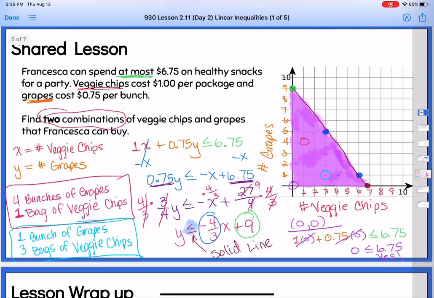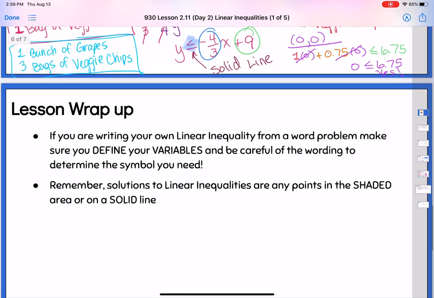Okay, so our wrap up for today. Just make sure that you are really defining your variables, watching the label of your graphs and all of that, all right? And then be careful about the wording to determine the correct symbol you need. Less than, greater than, which one is it, right? And then, as always, the solutions are the points in the shaded area or on a solid line. All right, wrap up this unit with some good practice and please ask those questions if you have them.